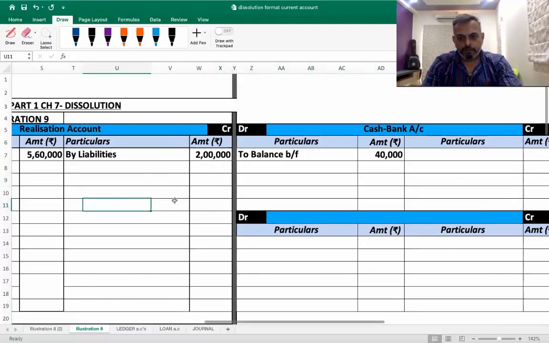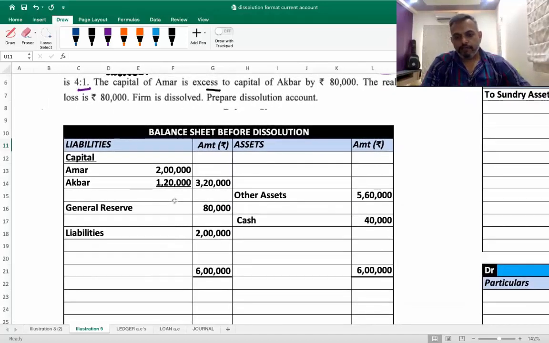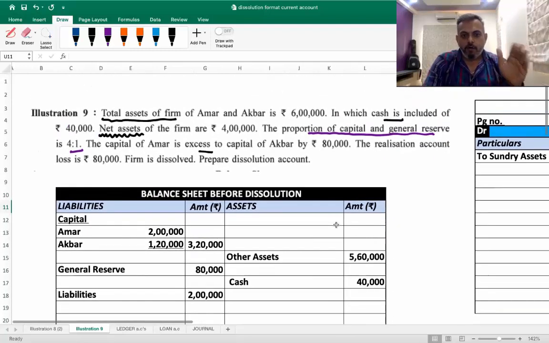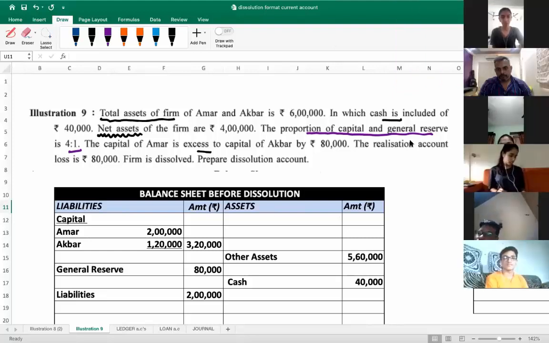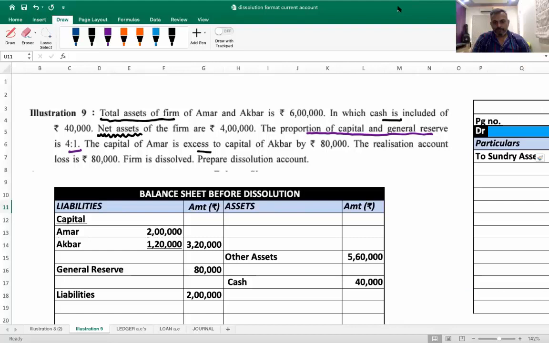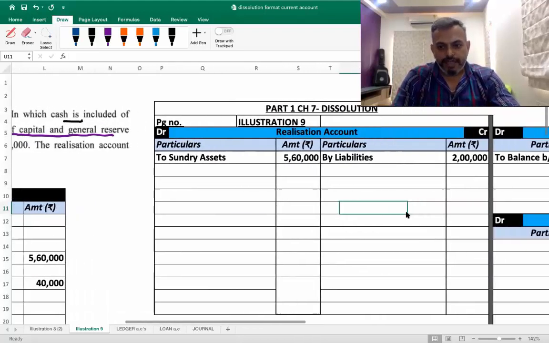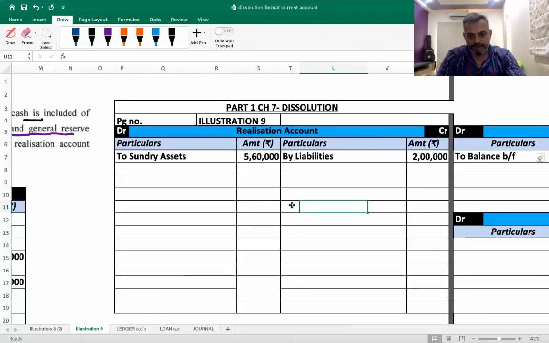Okay, now pay attention all of you, extremely important. Now assets, liabilities all done. Now what is given in this sum? All of you please pay attention. Now over here, what is given? Here it is given that the realization loss is 80,000. अब ध्यान दो, realization loss is 80,000. It means your debit side is more and your credit side is less.